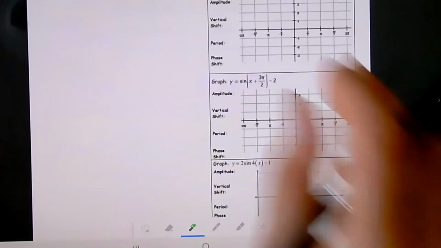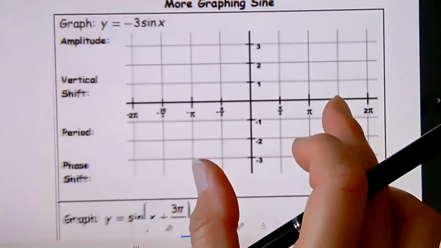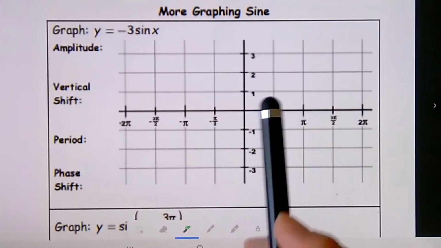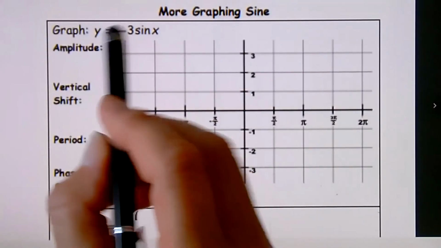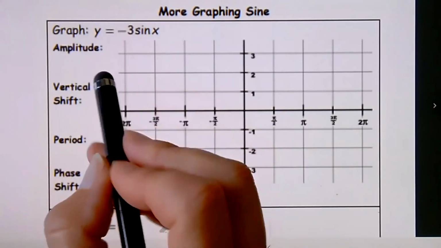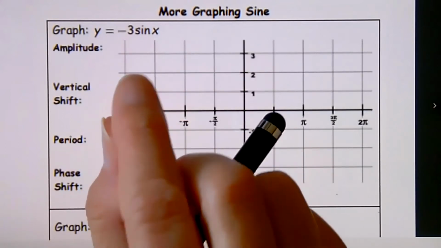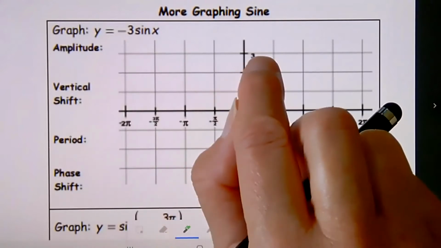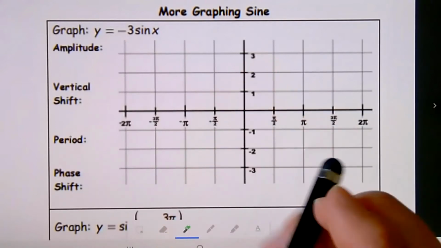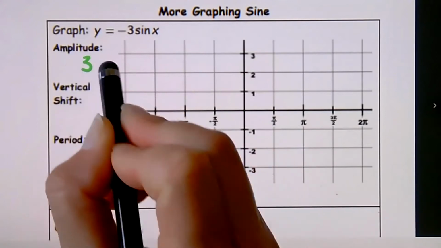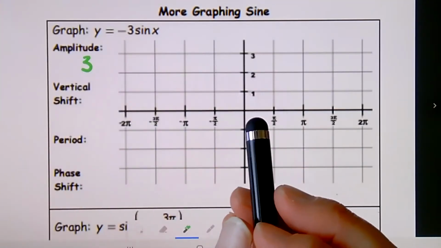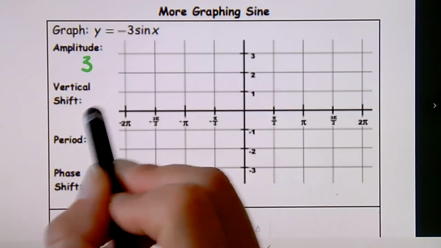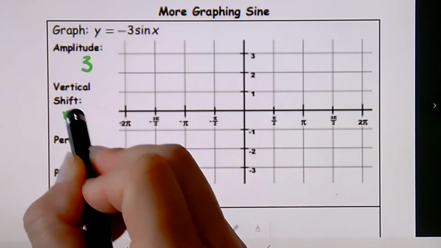So we're going to try a bunch of these, okay? We're just going to run through these. So on this one, my amplitude is -3, so I have to be careful. If it's negative, instead of going up from 0 going up 1, I'm going to be going down, okay? So my amplitude, though, is 3 because we always want to think about it in terms of absolute value. No vertical shift, so this is none.